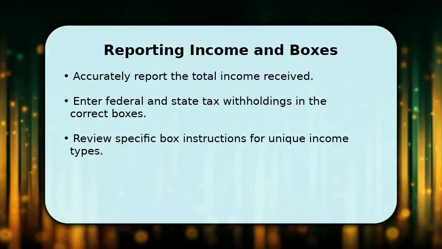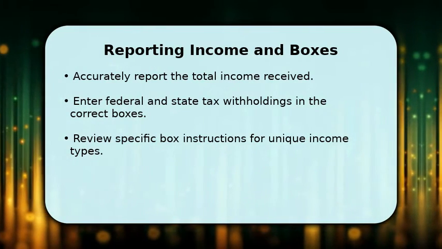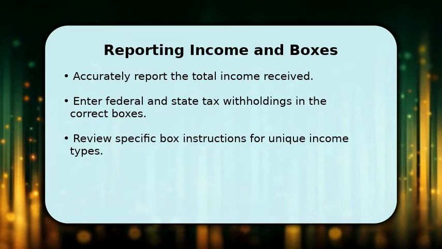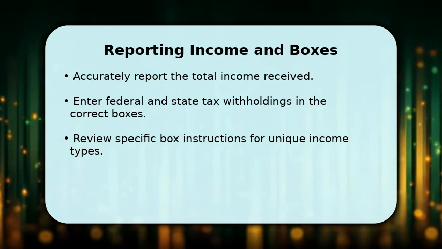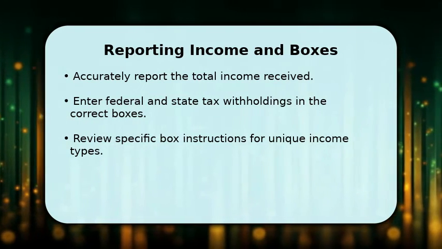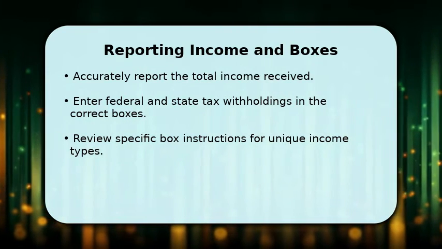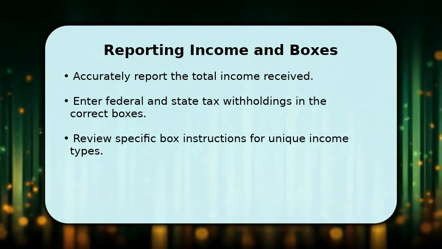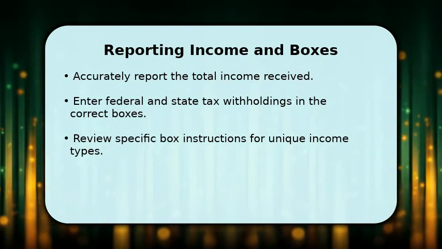Enter the total amount paid to the recipient in the designated income box, typically Box 1 for Form 1099 NEC. If you withheld any federal income tax, place that amount in Box 4. Similarly, report any state tax withheld in the appropriate state boxes, usually boxes 5 through 7. Always consult the specific instructions for your Form 1099 type, as certain boxes are for unique income categories.